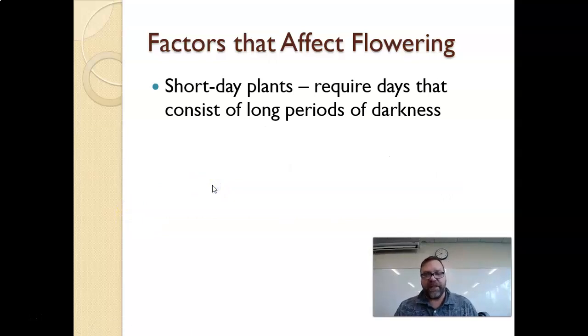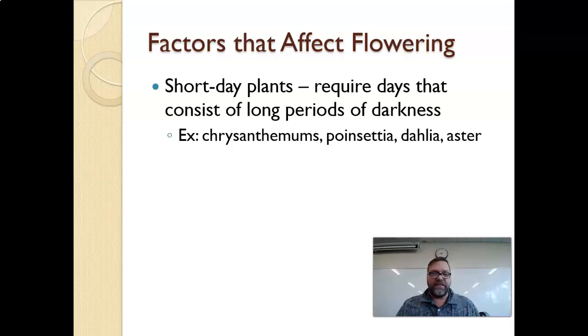So we have short day plants. They require days that consist of long periods of darkness. They want very short days, not too much light. Examples are chrysanthemums, poinsettias, dahlias, and asters. The chrysanthemum usually blooms, I believe, in the early spring, and the poinsettia is usually around Christmas time. The idea of why that is, is because during Christmas time, especially in the northern hemisphere, we get less sunlight. So this would be a short day plant.